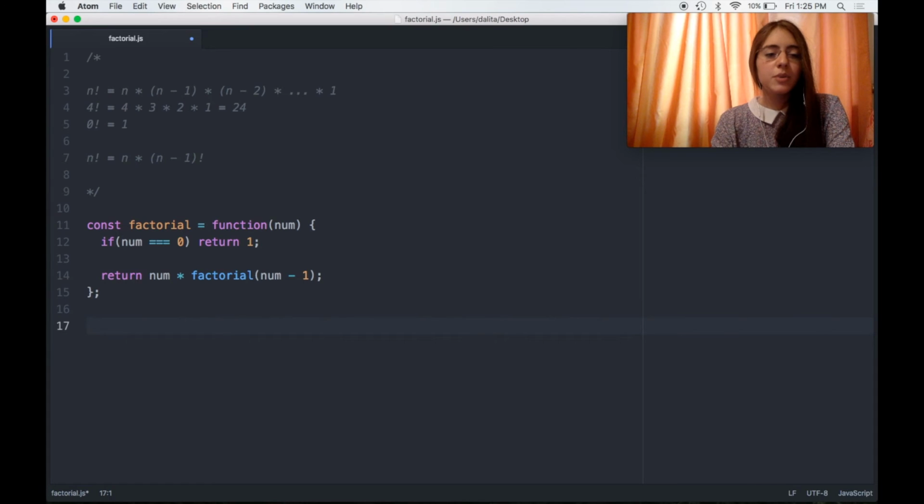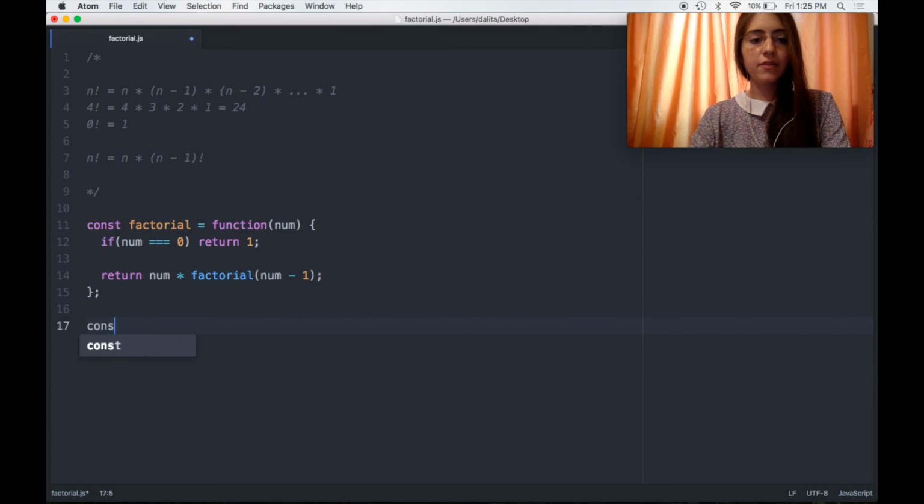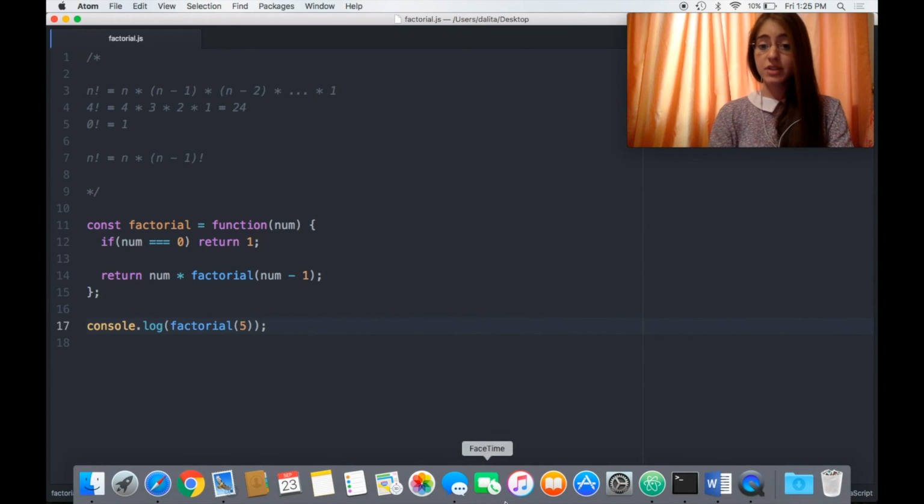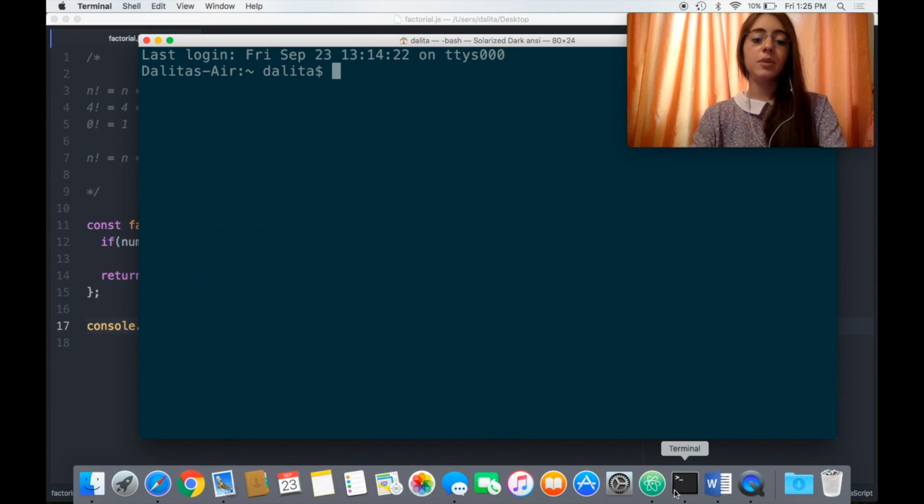So if I want to print out the result on the console of the factorial function with the value 5, I should get 120. So let me run this in terminal.